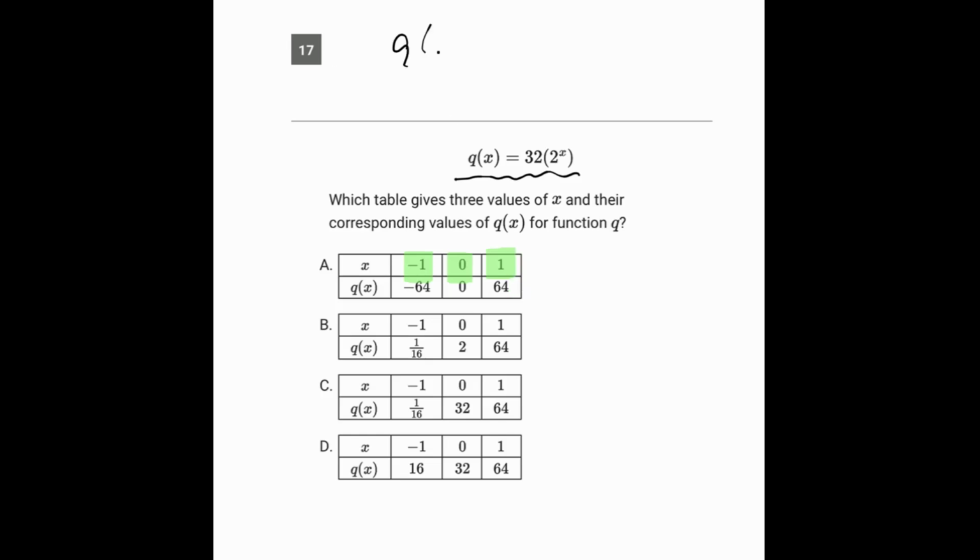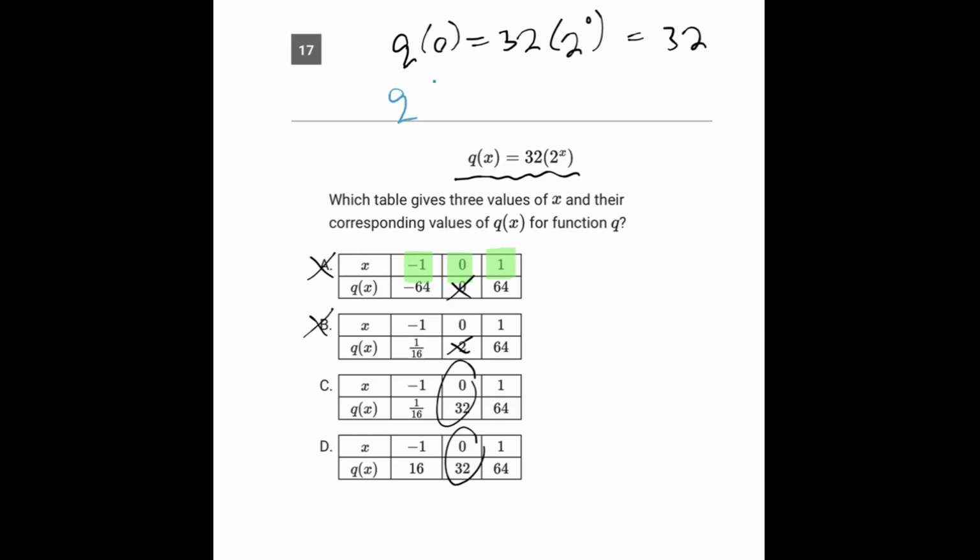So what's q of 0? Well, that would be 32 times 2 to the 0. And anything to the 0 power always equals 1. So this is 32 times 1, or just 32. So we know that when x is 0, y has to be 32. And so we've gotten rid of answer choices A and B so far.